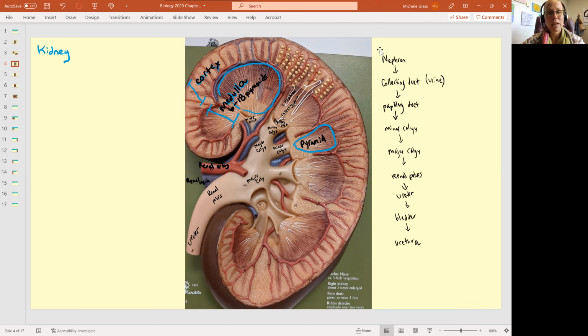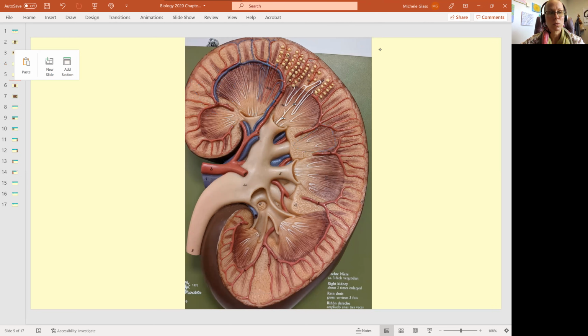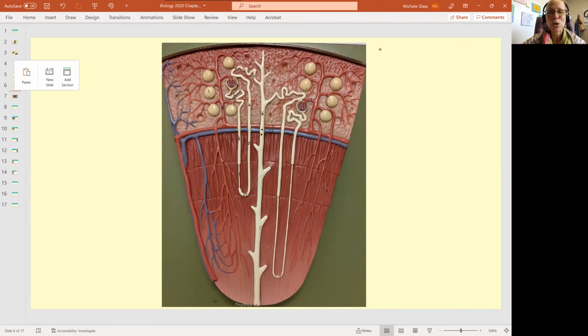If we take a look at one of those renal pyramids in more detail, that's what this image would be here. So we're still looking basically at a sagittal cut of the kidney. We're looking at the same model from our lab, but in this case, we have a blown up picture of actually not what's called the renal pyramid, but what is called the renal lobe. So we're looking here at the whole renal lobe.